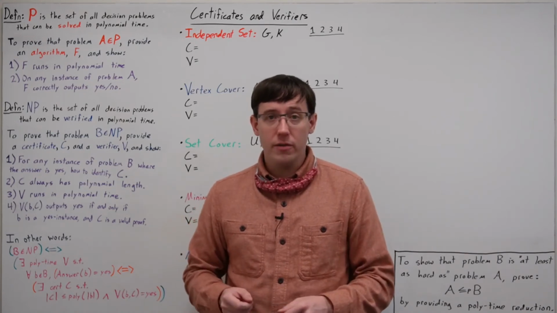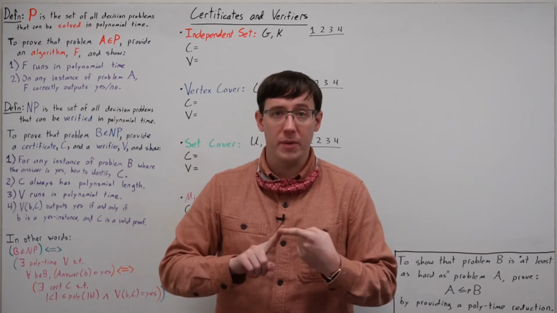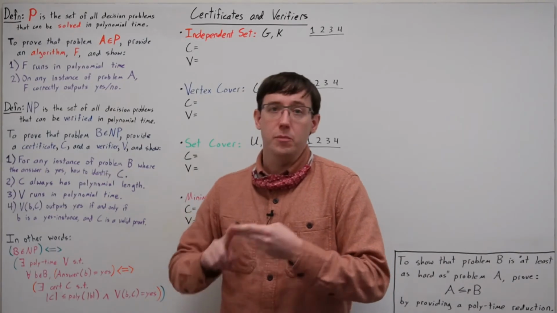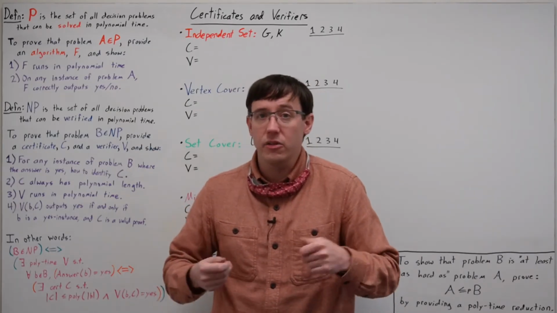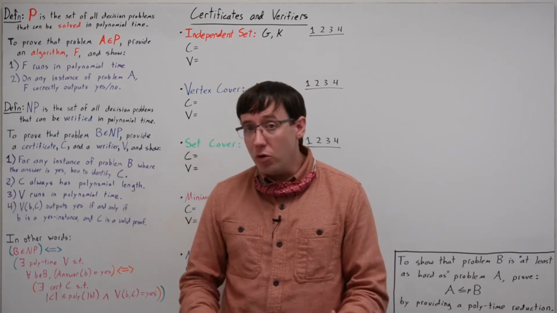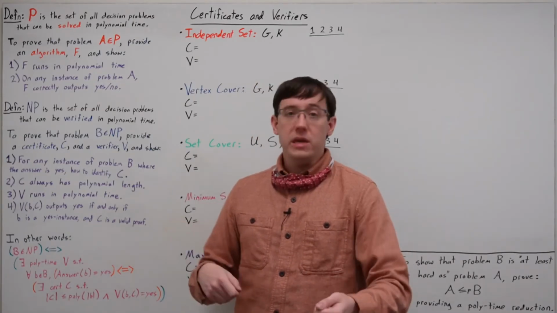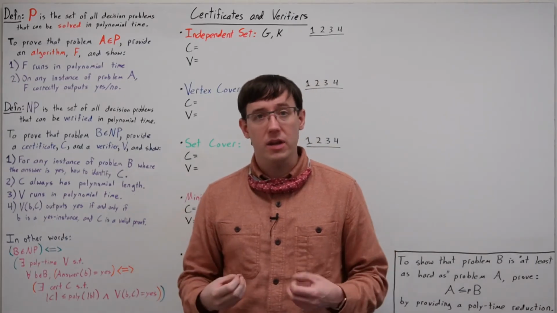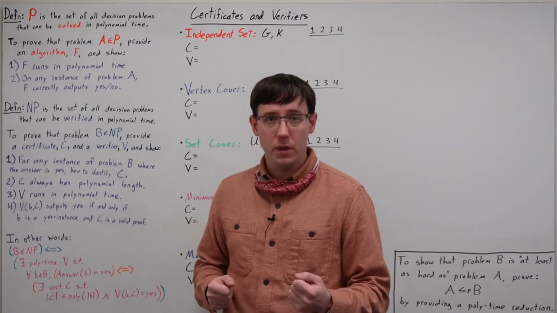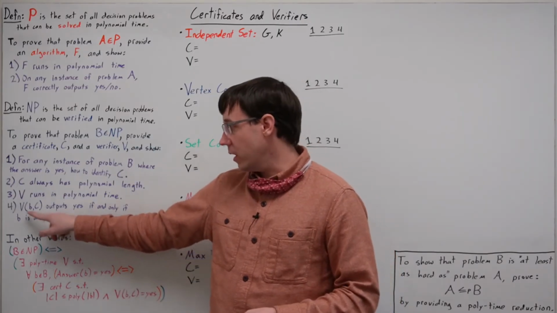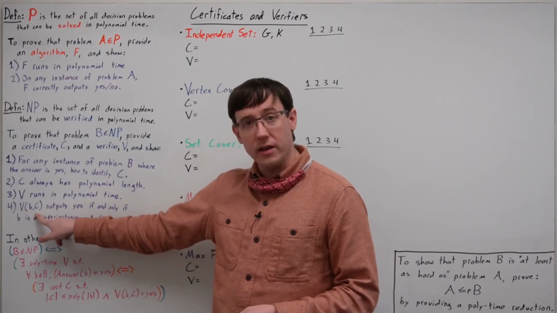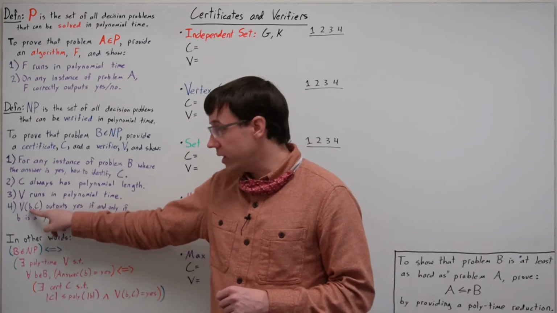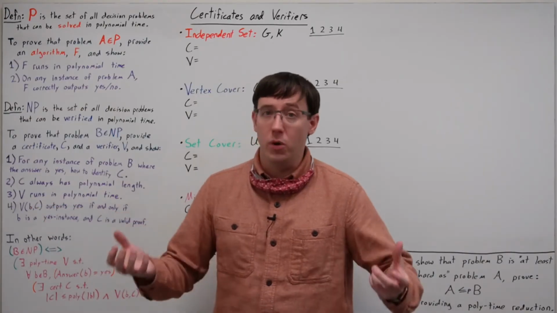So we require that the verifier be a polynomial time algorithm, and also that the length of the certificate be polynomial with respect to the length of the original problem. So proving membership in NP means describing how to come up with a certificate for any given yes instance of the problem, and showing that the verifier, when given a yes instance and a valid certificate, outputs yes, or if it's given either a no instance or an invalid certificate, it will output no.